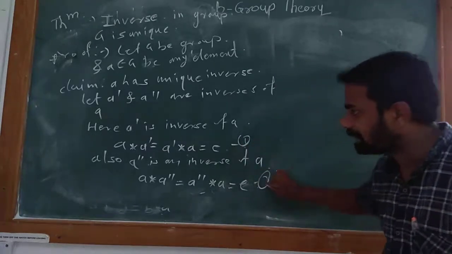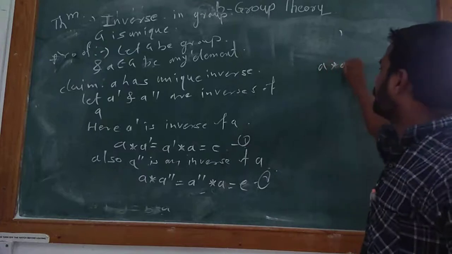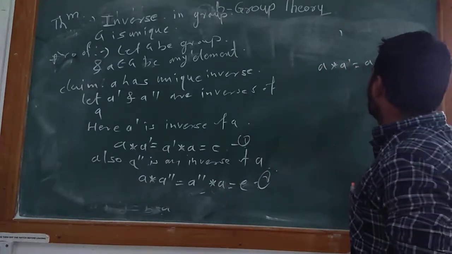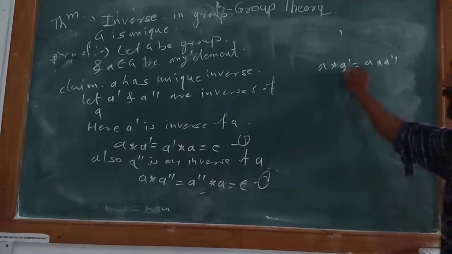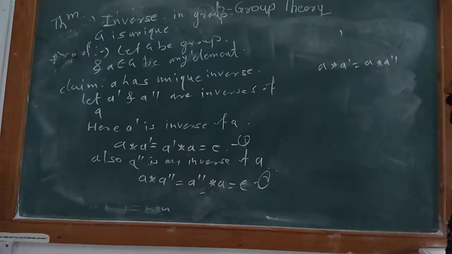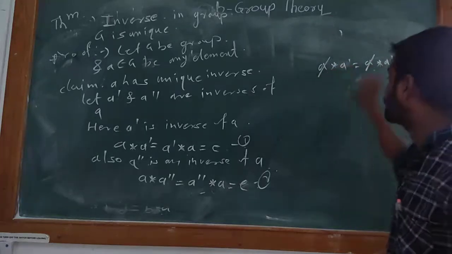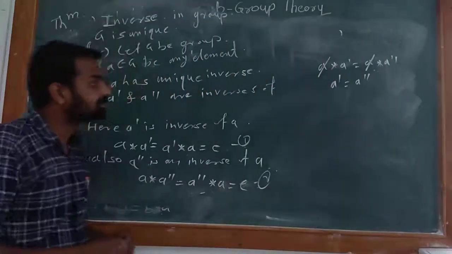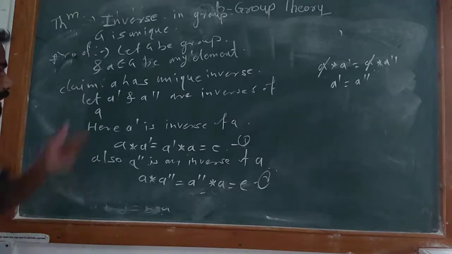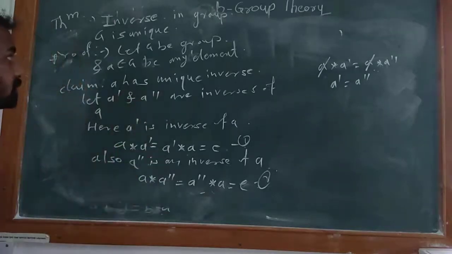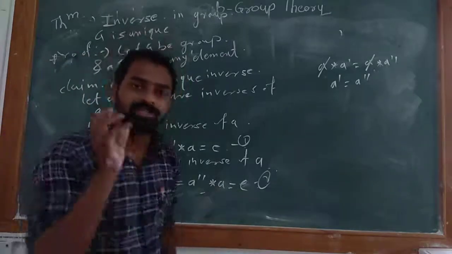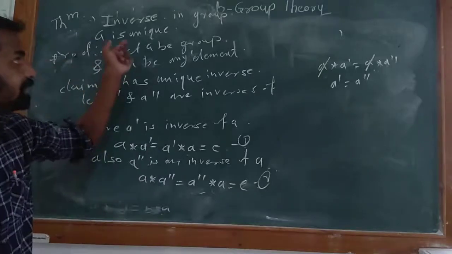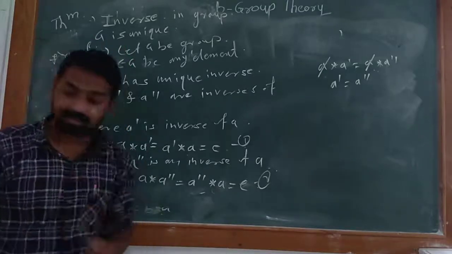From equation 1 and 2, we get A star A dash is equal to A star A double dash. By left cancellation law, A gets cancelled. We get A dash is equal to A double dash. That is, the inverse of A is unique. And A being an arbitrary element, the inverse of any element in a group G is unique. That is, inverse in a group G is unique. Hence the proof.